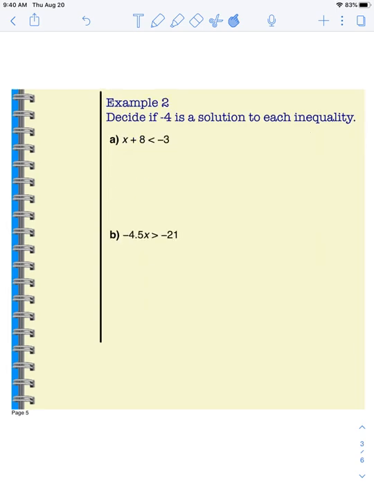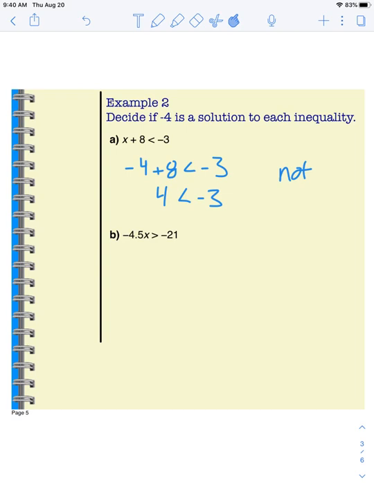All right, example 2 says decide if -4 is a solution to each inequality. How we're going to decide if -4 is a solution is we're going to plug -4 in for x and see if it's true. So part A, we're going to plug in -4 for x, meaning we'll have -4 plus 8 is less than -3. Well, let's solve that. -4 plus 8 is positive 4. And is 4 less than -3? No, it's not. So not a solution.